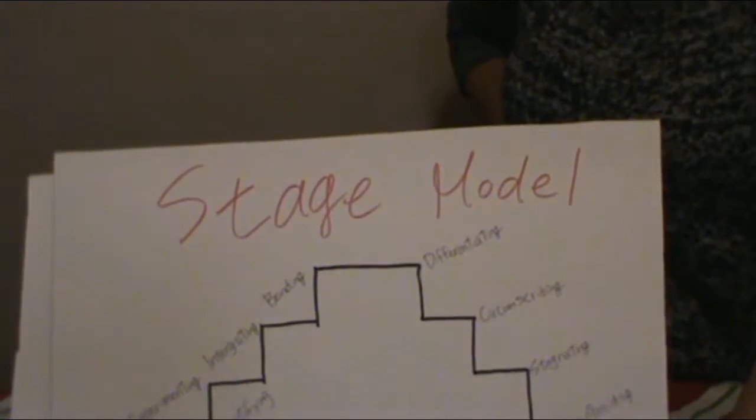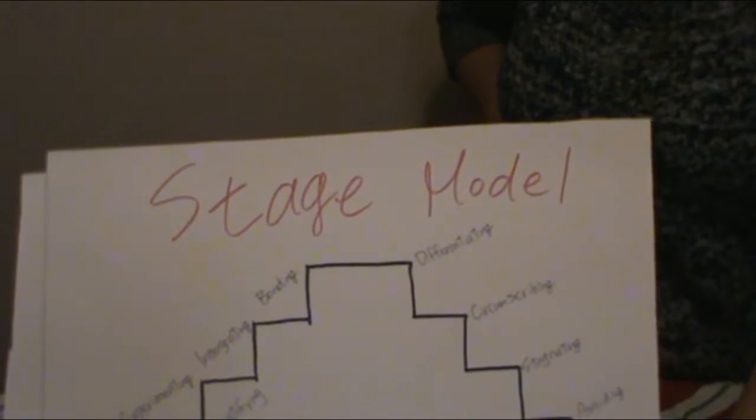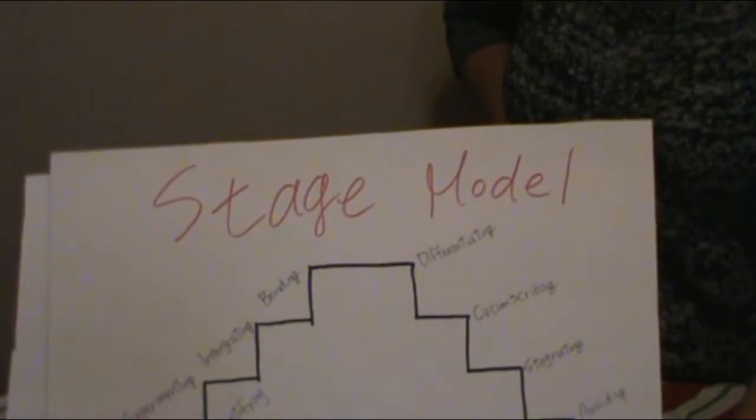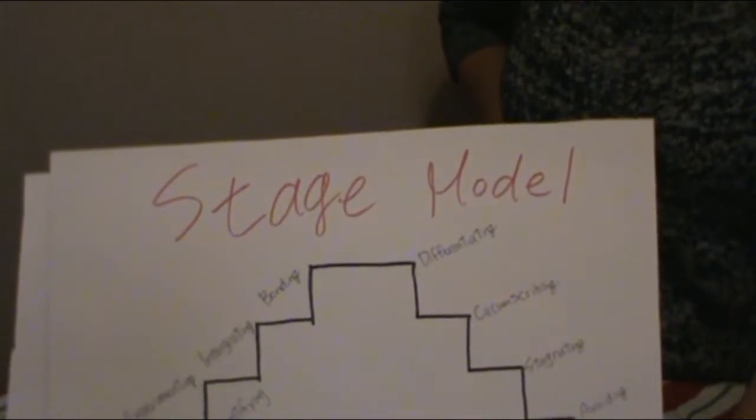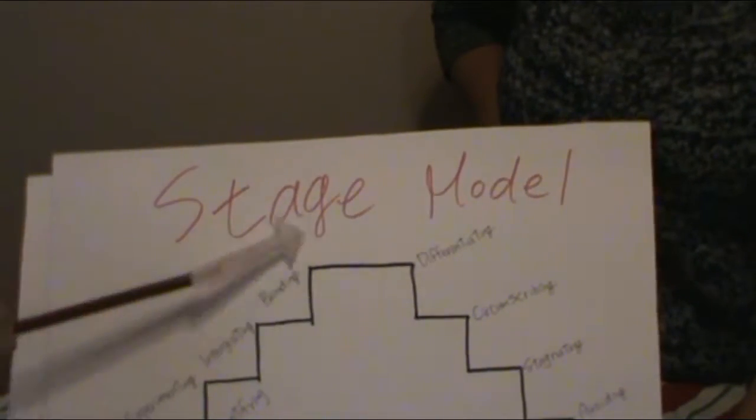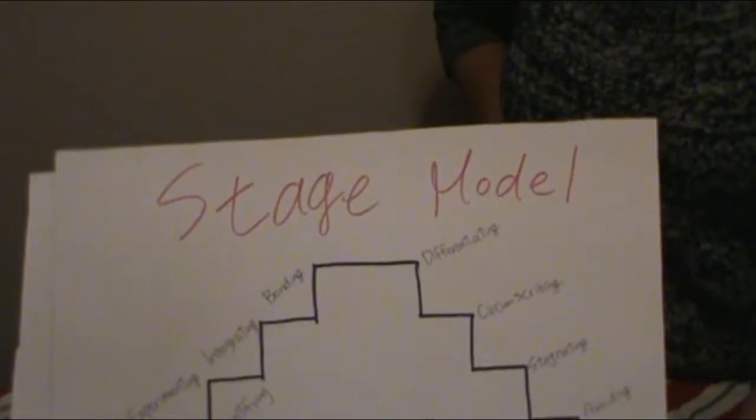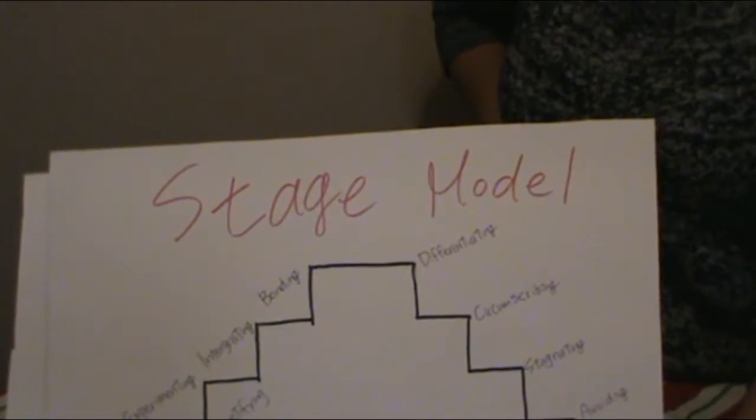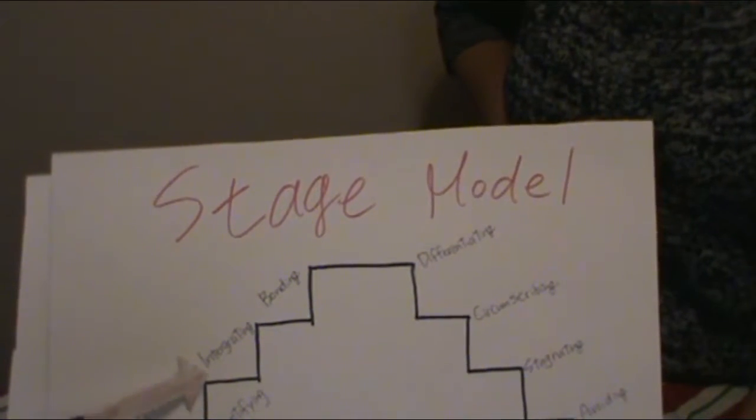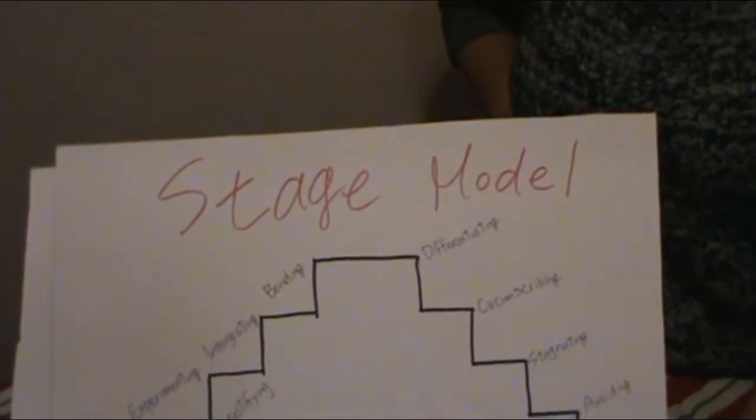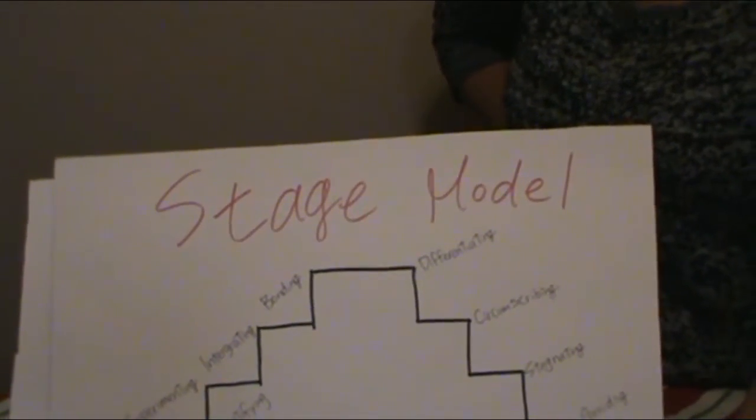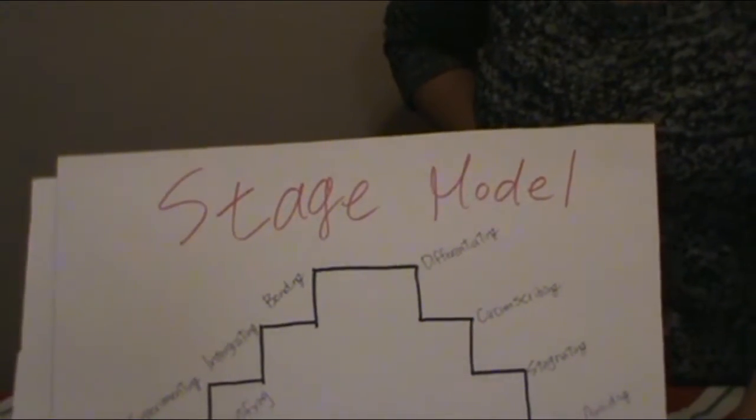Number 2, movement is usually horizontal or vertical. You either move up or down, or you jump across. Number 3, movement can be forward or backward. You can move up a stage or fall back a stage when needed. 4, relationships can skip stages if something is done right or something is done wrong. Number 5, the stages are not distinct. They are not always black and white.